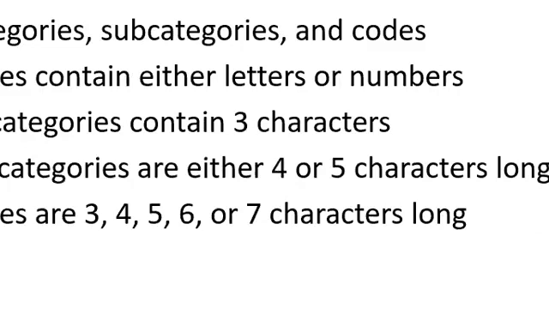Codes are made up of categories, subcategories, and codes. Codes contain either letters or numbers, and all categories contain 3 characters. Codes can be more if you're looking for a finer level of detail beneath the code category. The code subcategory is either 5 or 4 characters long. And of course, the code itself is either 3, 4, 5, 6, or 7 characters long.